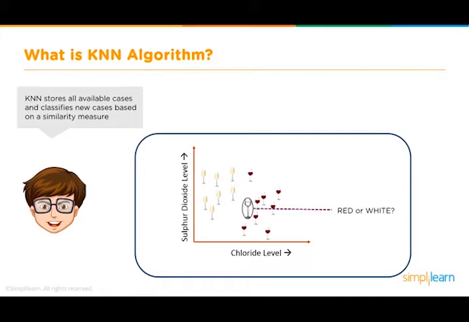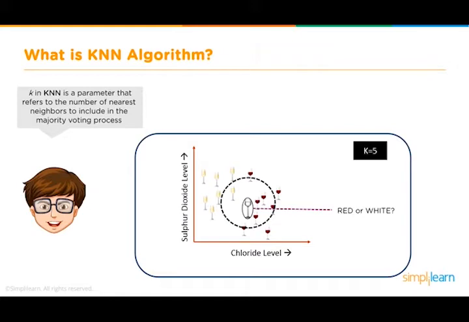And here we've gone from cats and dogs right into wine, another favorite of mine. KNN stores all available cases and classifies new cases based on a similarity measure. And here you see we have a measurement of sulfur dioxide versus the chloride level, and then the different wines they've tested and where they fall on that graph based on how much sulfur dioxide and how much chloride. K in KNN is a parameter that refers to the number of nearest neighbors to include in the majority of the voting process. And so if we add a new glass of wine there, red or white, we want to know what the neighbors are.